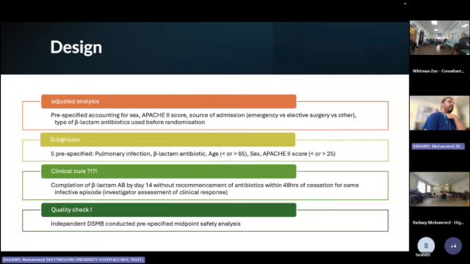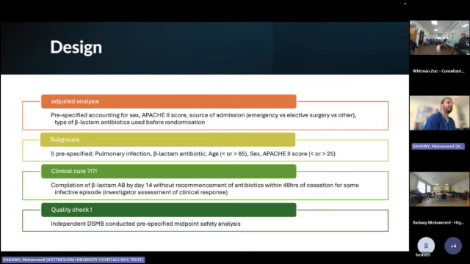And they defined clinical cure as an outcome, defined as completion of beta-lactam antibiotics within 14 days, without recommencing or restarting it within 48 hours after cessation for the same episode of sepsis.